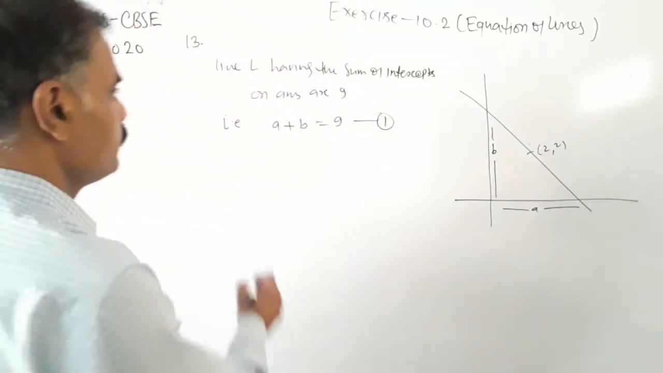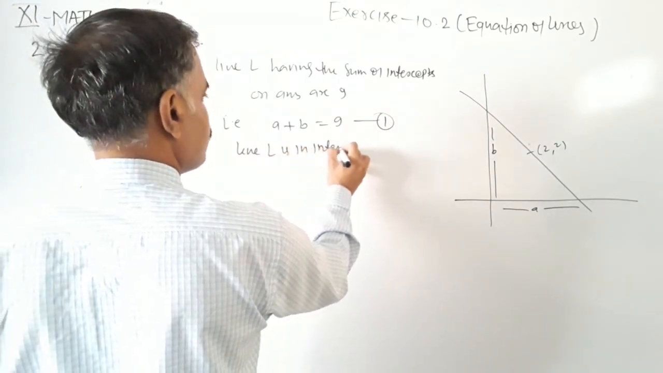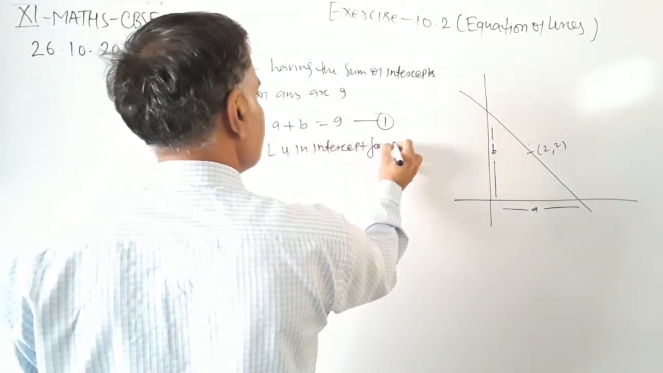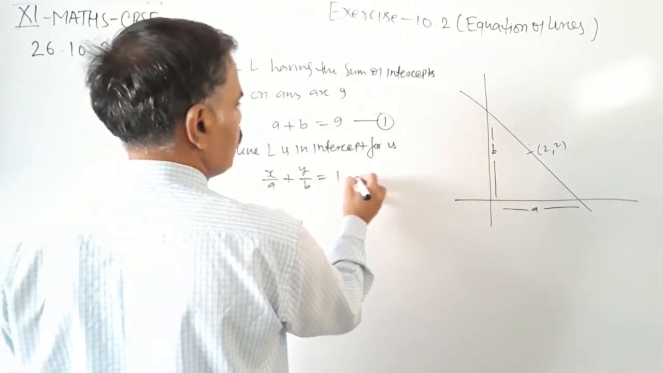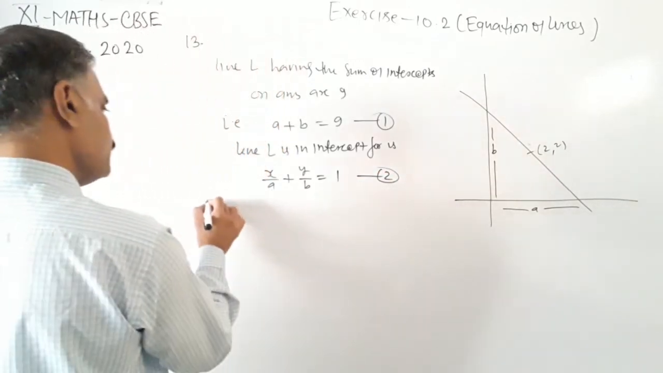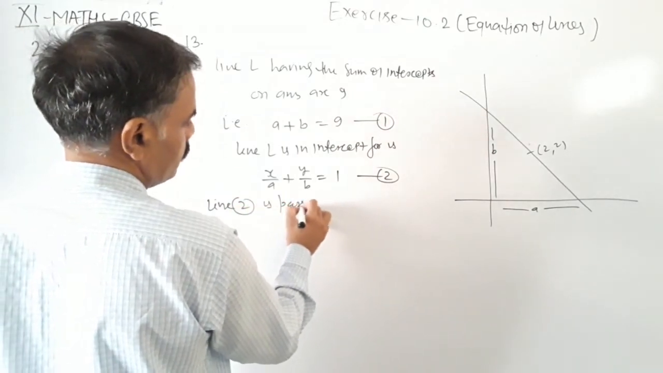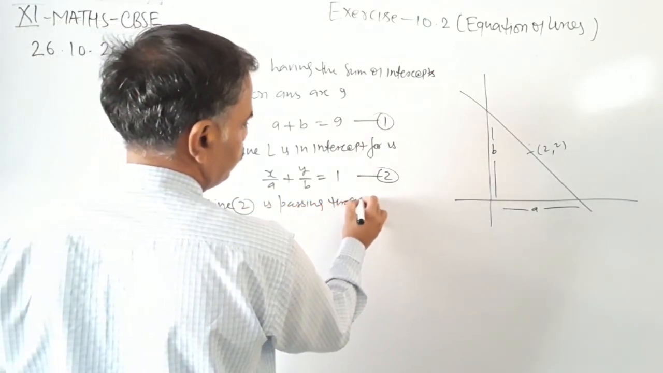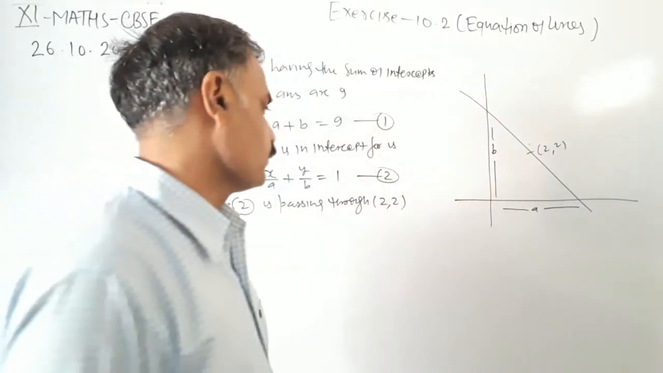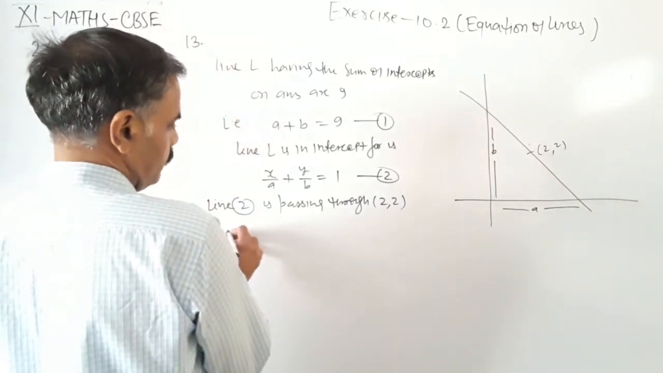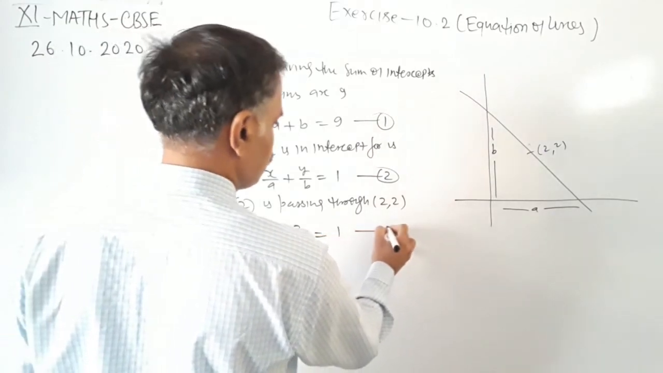Okay, now line L is in intercept form. Intercept form is x upon a plus y upon b equals 1. This line is passing through the point 2, 2. So 2 upon a plus 2 upon b equals 1, equation number 3.